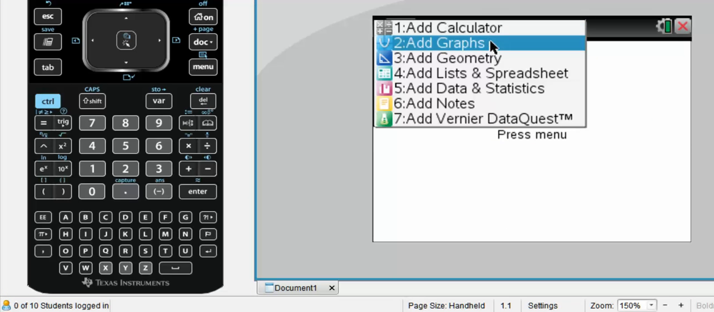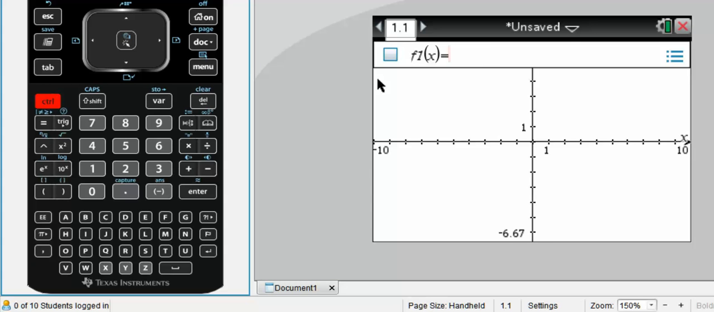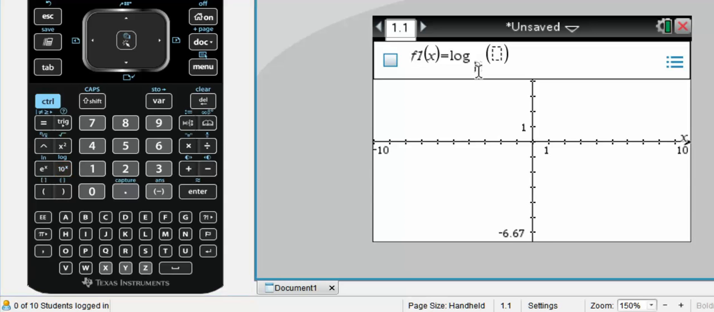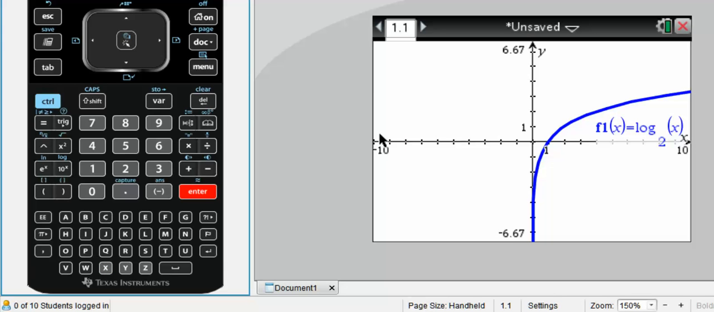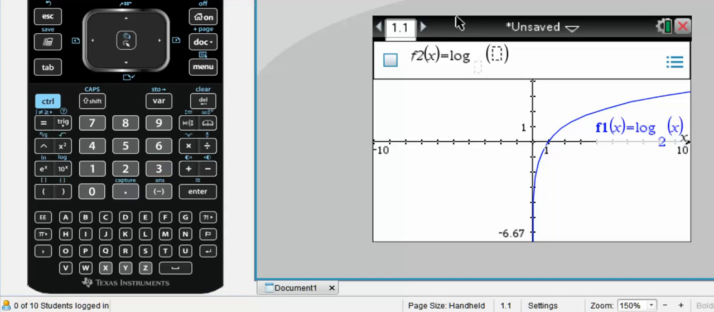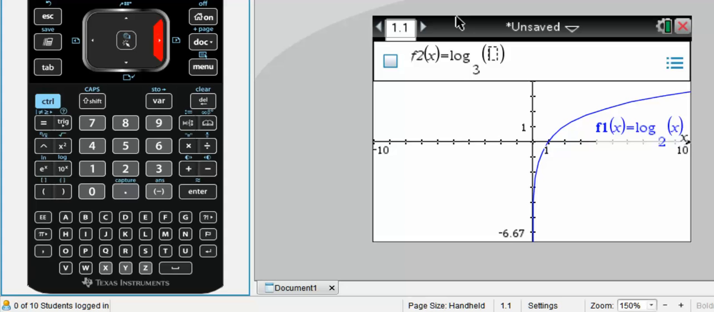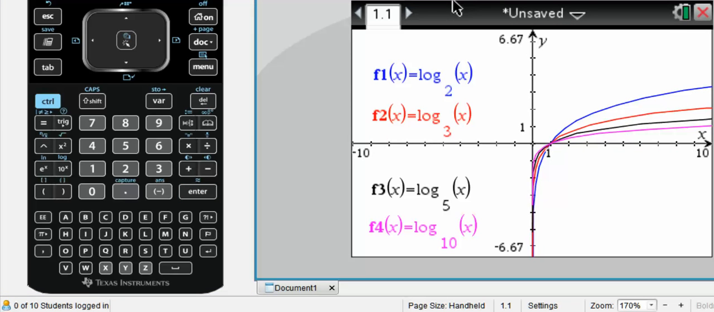We'll put a graphs page together. And what I'd like to do is create the function logarithm base, let's start with base 2 of x and graph that, and then introduce a new one, logarithm base 3 of x, and so on. I'm going to pause the video and put the rest of these graphs up on the page. And here we go with all four of those in place.